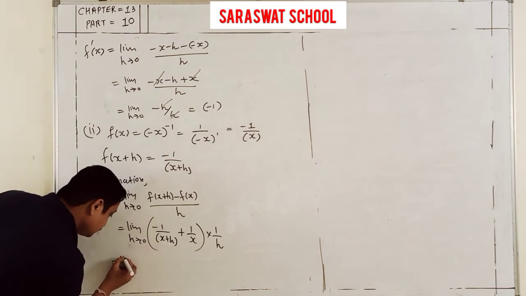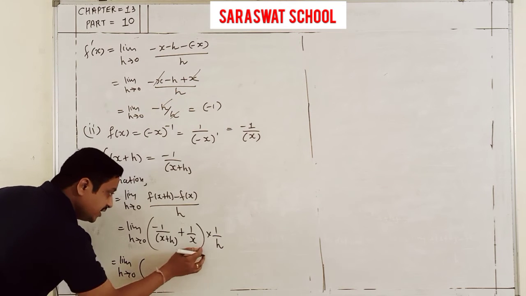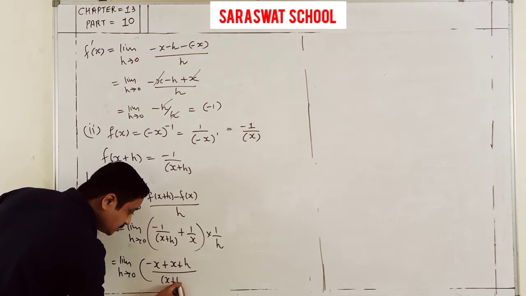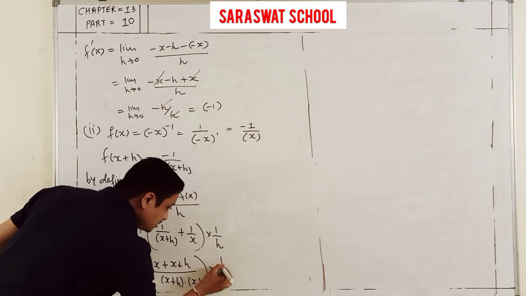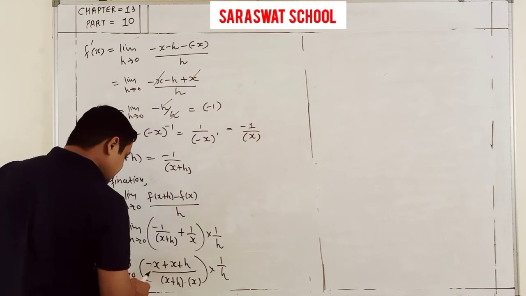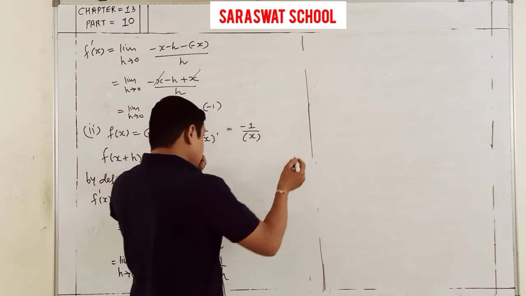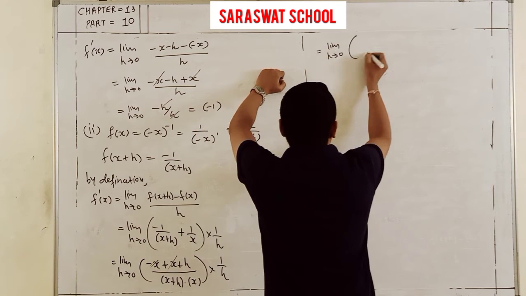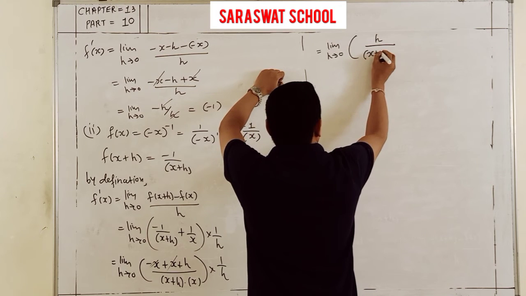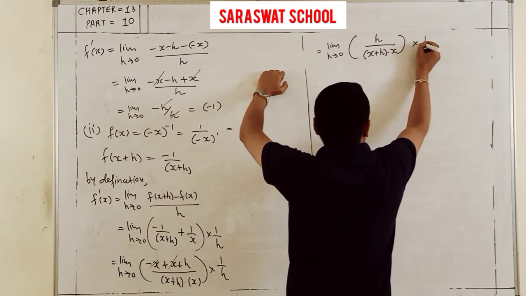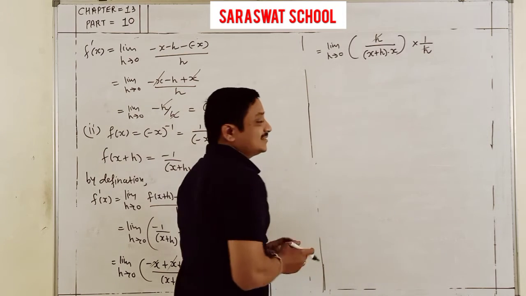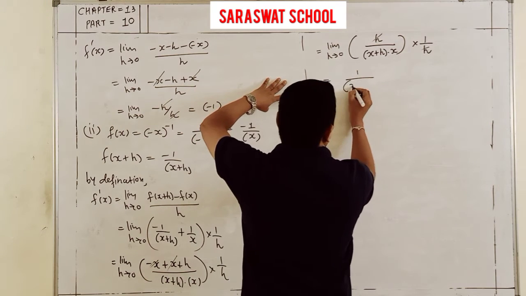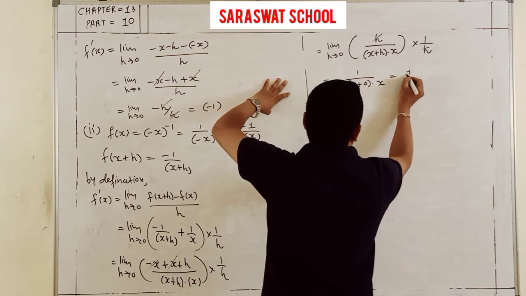So limit h tends to 0. Here take LCM, minus x plus h into, here same is 1 by h. Now this cancels, only h remaining. So limit h tends to 0, h upon x plus h into x, 1 by h. This much also cancels. And now students, put down your value: 1 below x plus 0 into x. It is 1 by x square.